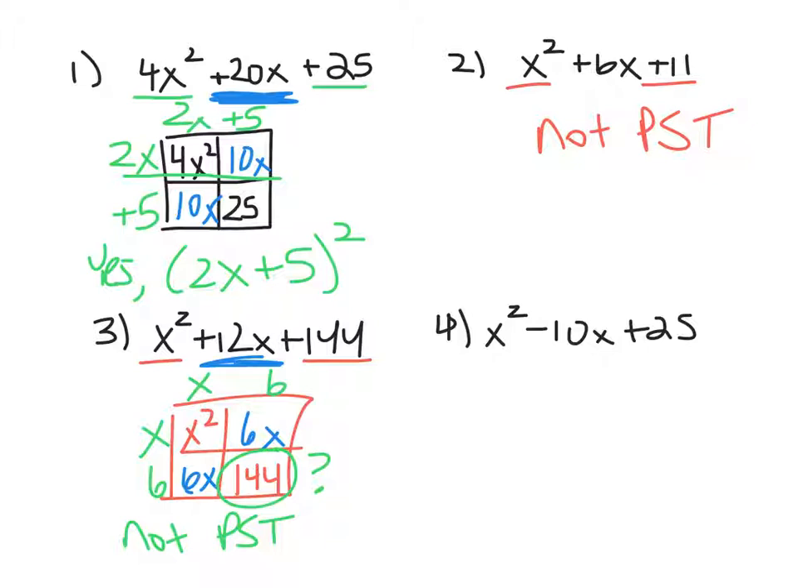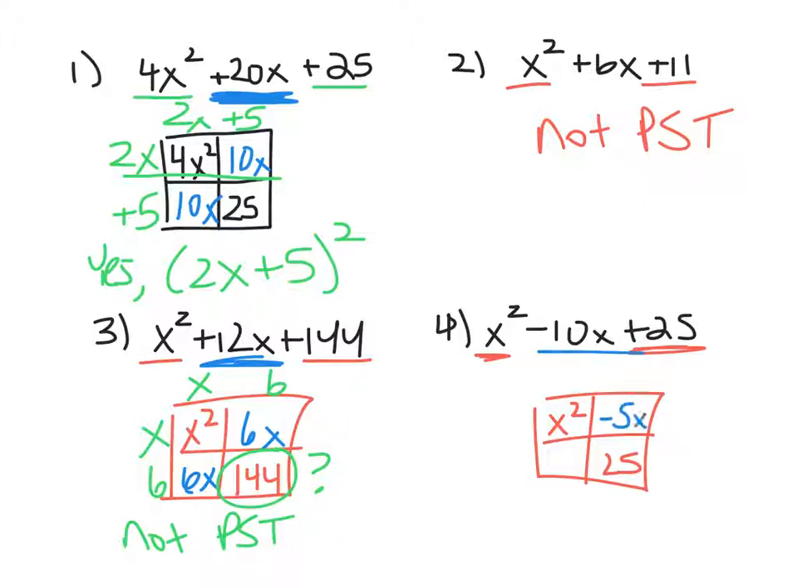Okay, last example right here. First and last are positive perfect squares, so let's try. First term, first box. Last term, last box. We try to split our middle term in half, which would be negative 5x, negative 5x. So x, negative 5, negative 5. Does that work with my last box? Yes. So this would factor to x minus 5 squared.